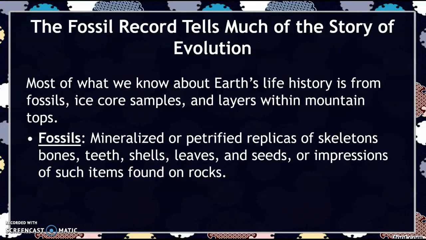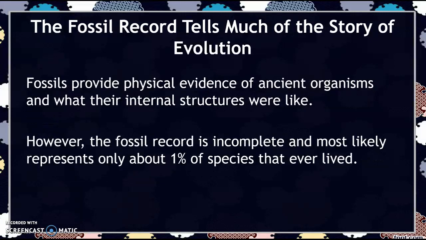So most of what we know about evolution comes from the fossil record. Fossils, ice core samples, and layers within mountaintops all contain fossils or evidence for us that we can use. And fossils can be mineralized or petrified replicas of skeletons, bones, teeth, shells, leaves, and seeds, or they can be impressions of those things found on rocks. Fossils provide our physical evidence of what ancient organisms looked like and what the internal structures were like. However, we only think that we are seeing through these fossils about 1% of the species that actually lived. This means that our fossil record is very incomplete and what we know about the past is pretty sketchy.